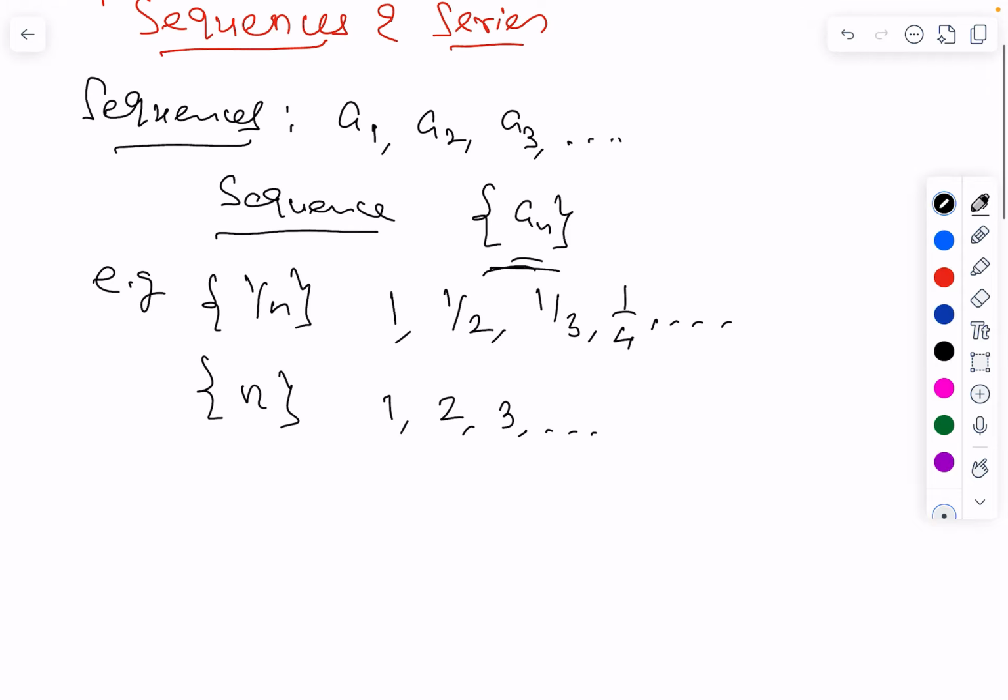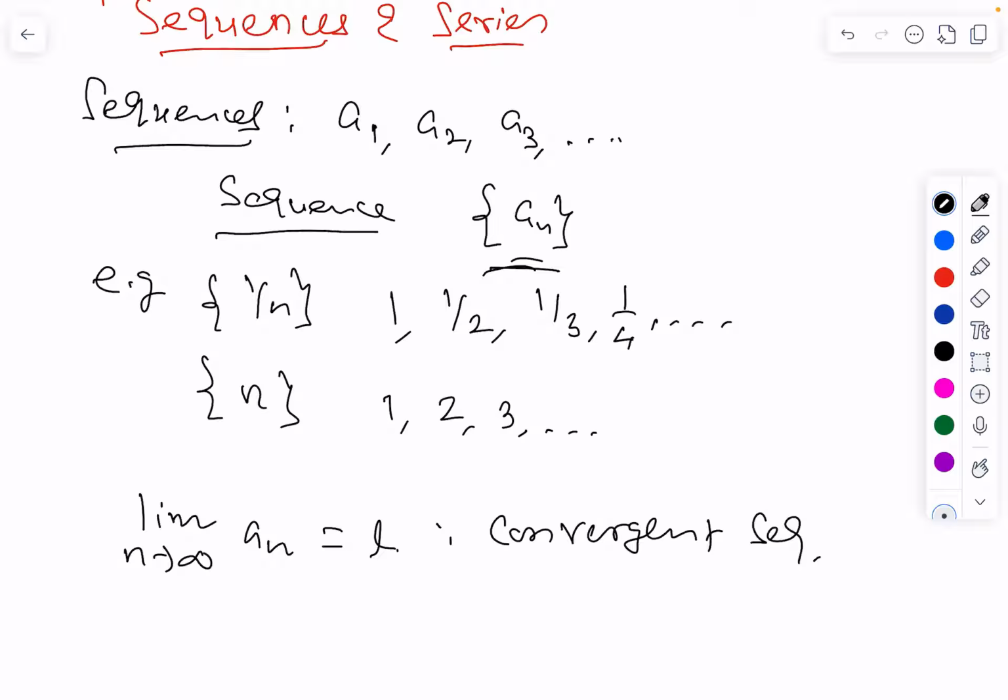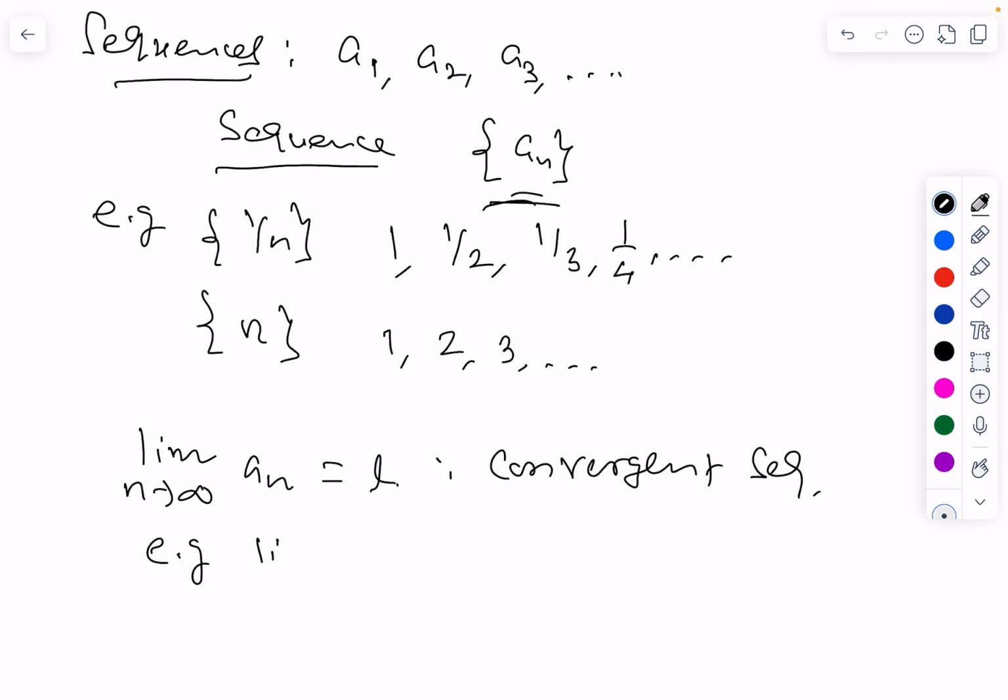So this is general. When you take the limit of that sequence an, and if you find that limit, suppose say L, then you can say that it is a convergent sequence. Like the limit as n tends to infinity of 1 upon n, you know, that is nothing but 0. As you go on, it will converge to some number. Like here 1, then 1 by 2, then 1 by 3, then 1 by 4. So all the terms are going towards 0. So that is called the convergent sequence.